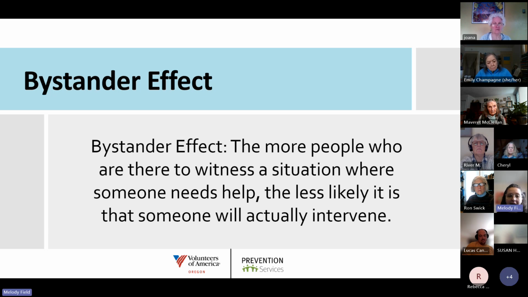So the bystander effect is the idea that the more people who are there to witness a situation where someone needs help, the less likely it is that someone will actually intervene. Has anyone experienced this before, or knows about this phenomenon? I see some head nods. Yeah. I think it's that idea that folks think that maybe someone else will step in and help, and then it ends up that no one steps in and helps.